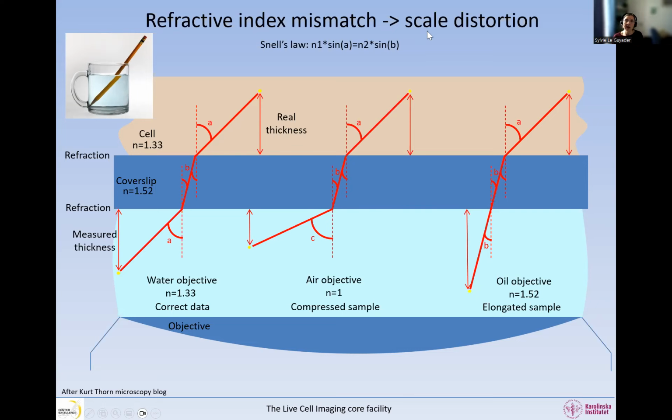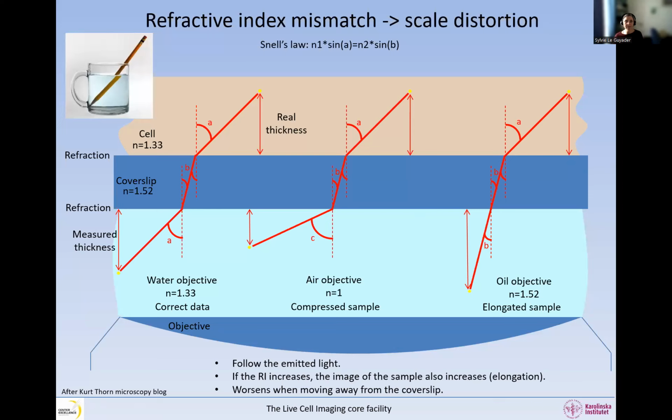And that has a very strong effect on the Z measurements, especially when the stuff that we're measuring is away from the cover slip. But if we're measuring in Z, one way or another, there's always a part that is away from the cover slip. So these are the consequences of having refraction index mismatch. We cannot accurately measure objects in Z.